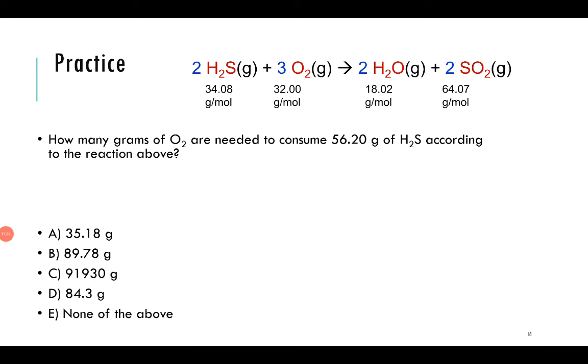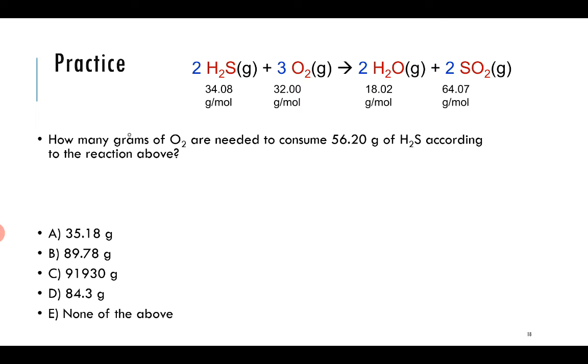Here's a practice problem for you. Go ahead and pause the video and try to work it out for yourself. It reads, how many grams of O2 are needed to consume 56.20 grams of H2S according to the reaction? All right, are you ready to check your answer?